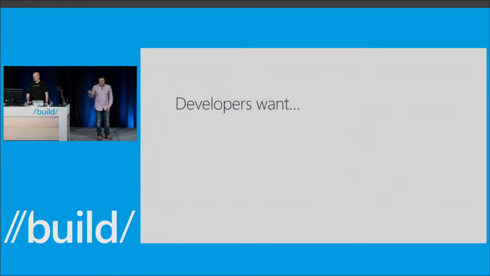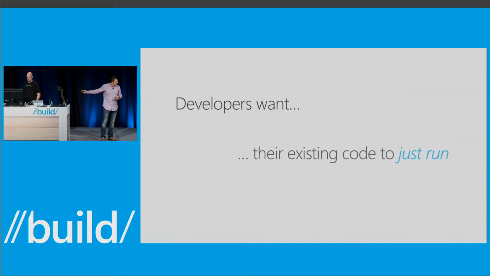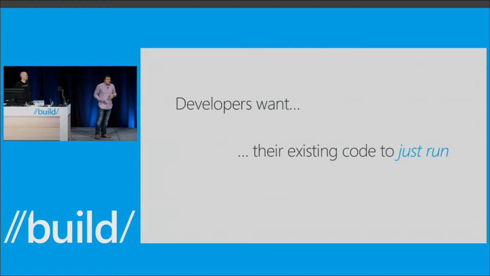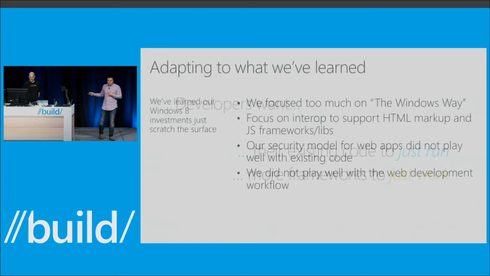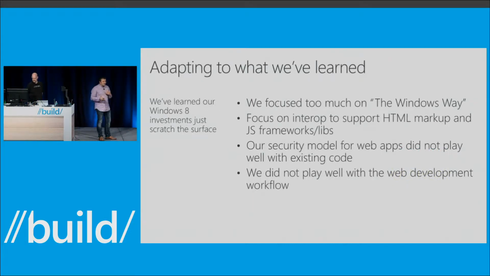We've been doing a lot of listening to developers, because even though we've made some of these investments, some were probably spot on, and some we might not have done in the right way, or they might not have been used as much as they could have been. We really hear from developers that they just want their existing code to work, right? More frameworks to work. In the Windows 8 and 8.1 time frame, we didn't do the best job of that. We focused a bit too much on the Windows way of doing things. We weren't focused on interop heavily back in 8 and 8.1, but that's been the huge focus for the Microsoft Edge engine.